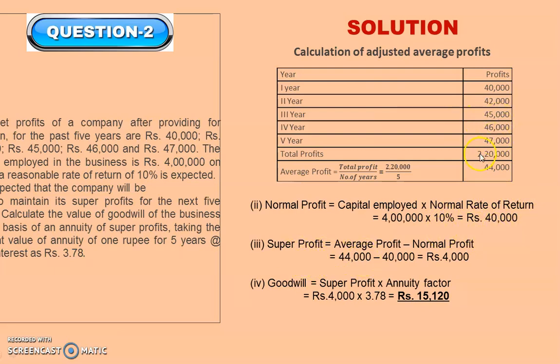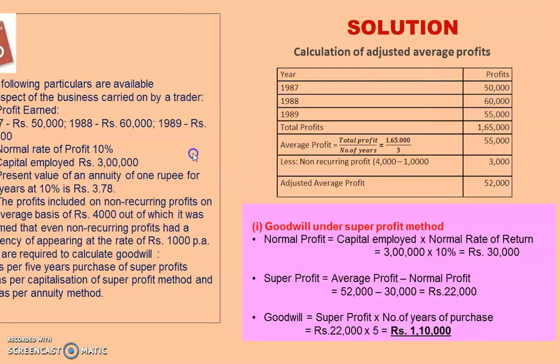Super profit is the difference between average profit and the normal profit. It comes to 4,000. The formula for goodwill is super profit, that is 4,000, into annuity factor 3.78, and hence the goodwill will become 15,120. Let's move on to the third sum.